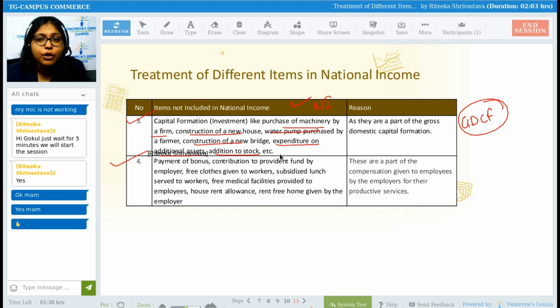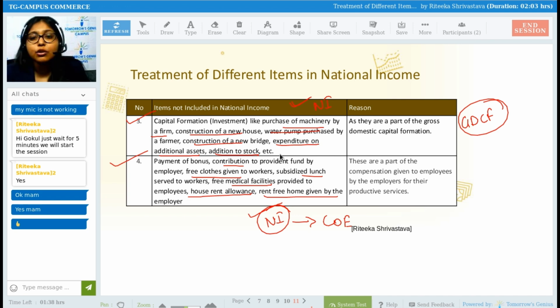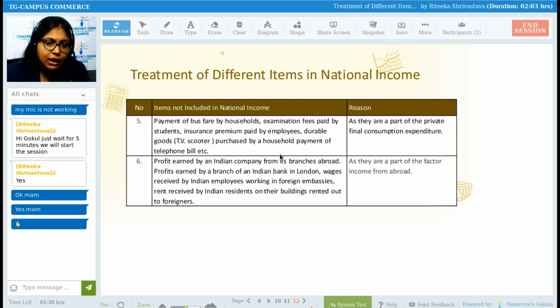Fourth, payment of bonus, contribution to provident fund, free clothing given to workers, subsidized lunch served to workers, free medical facilities provided to employees, house rent allowance, rent-free home given by the employer. Again, all of these things will be included under national income in the form of COE, that is compensation of employees. Under compensation of employees only, we have studied all of these things: wages and salaries in cash, wages and salaries in kind, and social security scheme. These are the part of those things only. So that is again going to be included under national income.